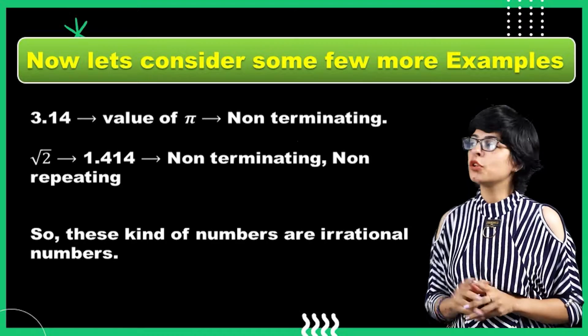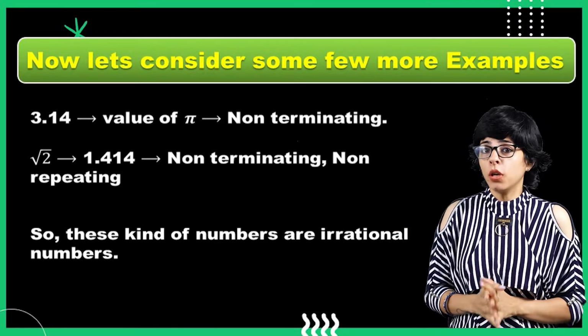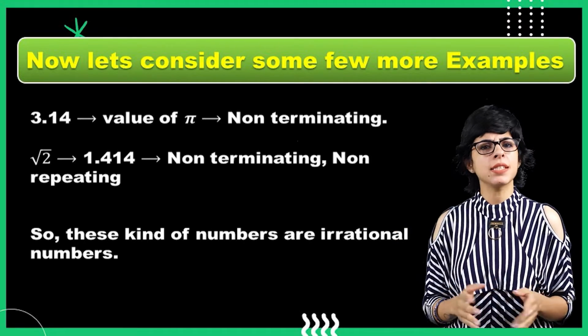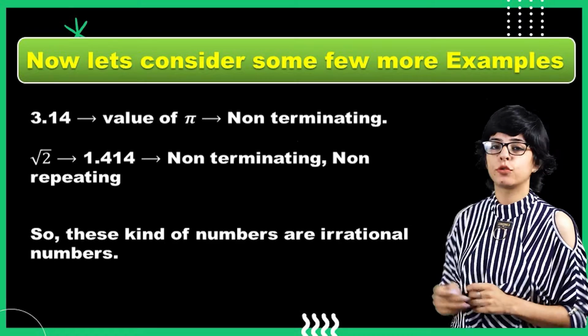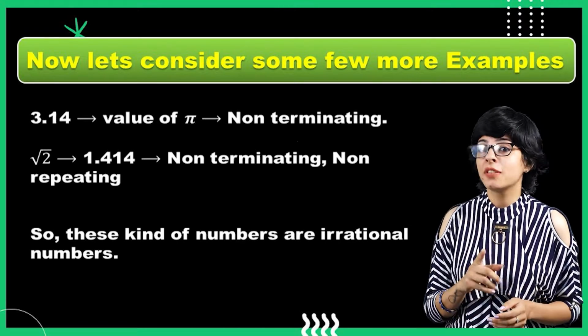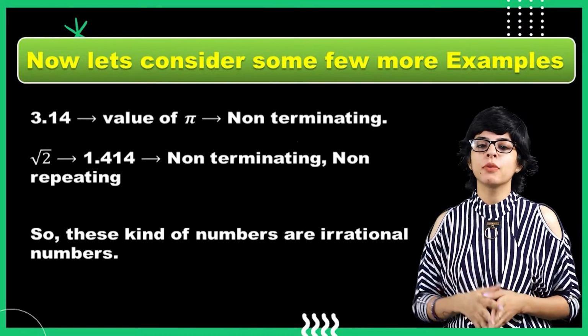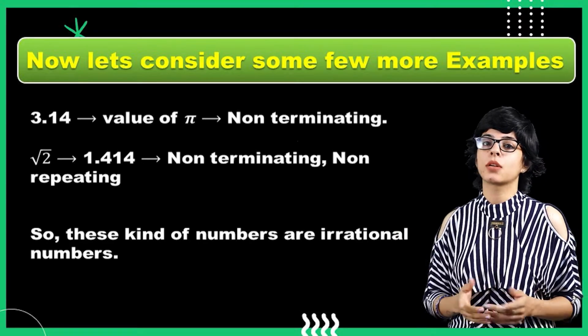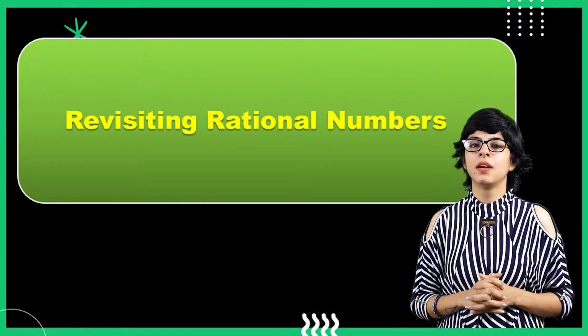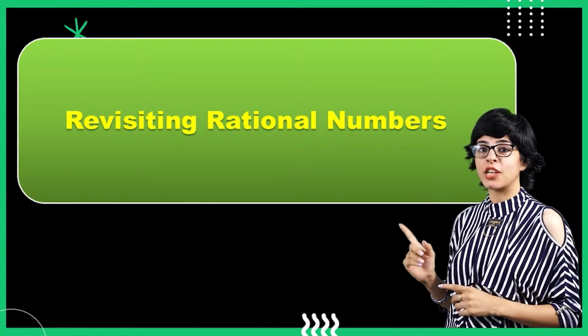Now let us consider a few more examples. So we all know that pi is irrational as it is never ending. 3.14 is the pi value which is non-terminating. So we cannot write this value in the form of p upon q, and hence these kinds of numbers are called irrational numbers.